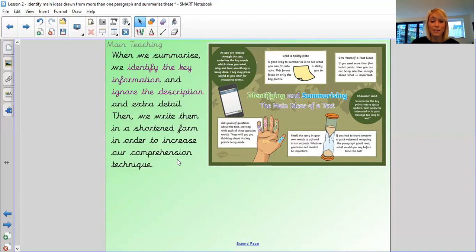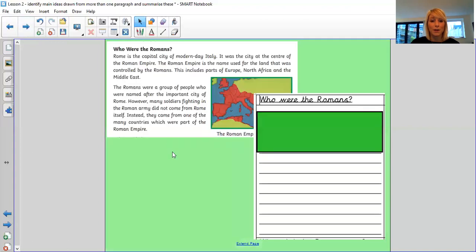Then we're going to write those in shortened form in order to increase our comprehension techniques. Okay, and as you remember back from our previous lesson, we use bullet points to write those down, don't we? So that we write in a shortened form. So we're identifying key information, ignoring description, and writing down the key points to make our summary. So I've started to do one section on here, which I'll share with you now. You're going to be doing all 4 sections of the text today.